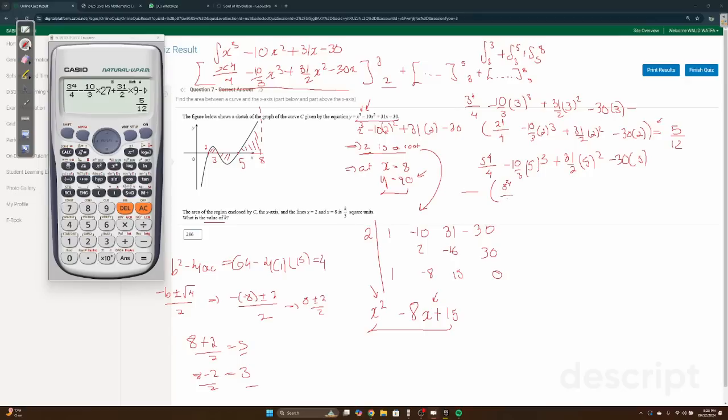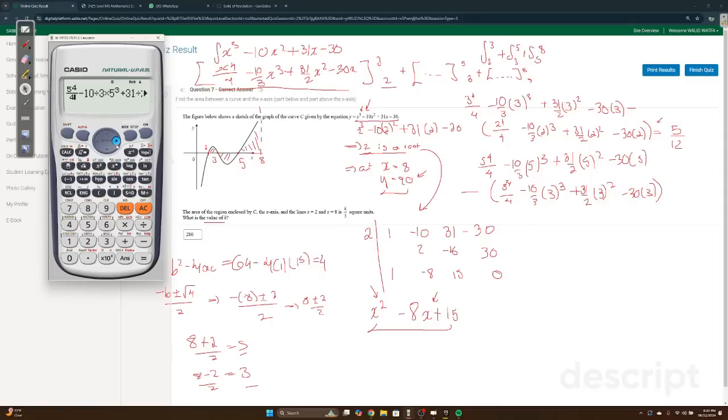3 to the power of 4 over 4 minus 10 over 3, 3 to the power of 3 plus 31 over 2, 3 to the power of 2 minus 30 times 3. And again, I'm going to cut to when I add this up. Okay, I got 1216 over 9. Let me just check if I did that properly.